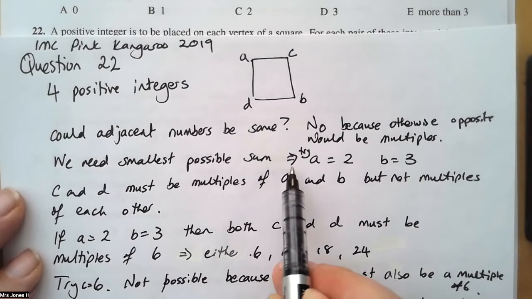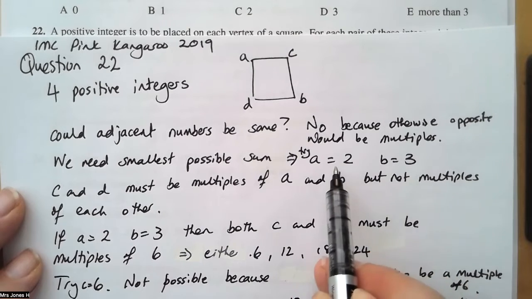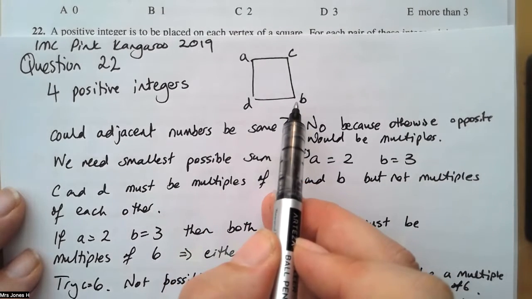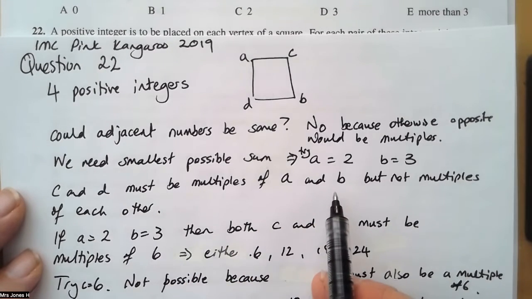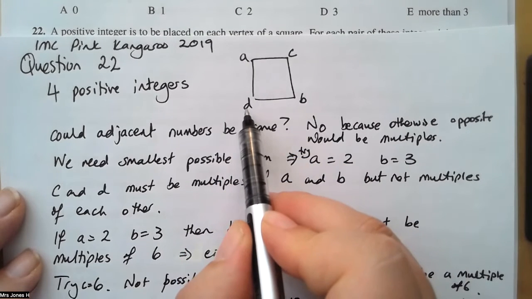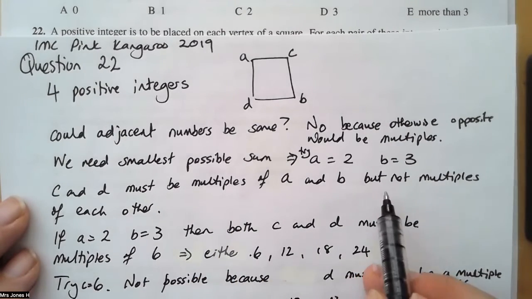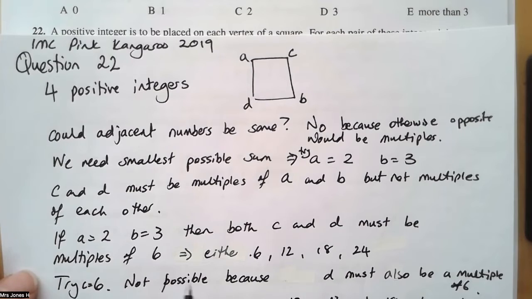So we're looking at that smallest word. We need the smallest possible sum. So I'm going to go, well, actually, if A is 2 and B is 3, they are the smallest integers that are not multiples of each other. So C and D must be multiples of A and B. C must be a multiple of A. D must be a multiple of A because they are next to each other. That's what the question says. But C and D are not going to be multiples of each other. So if they're going to be multiples of A and B, which are 2 and 3, then both C and D must be multiples of 6.